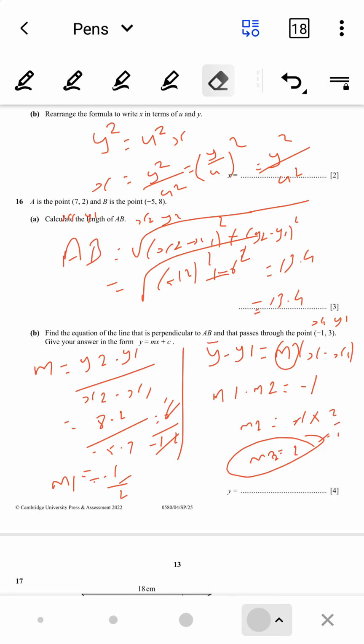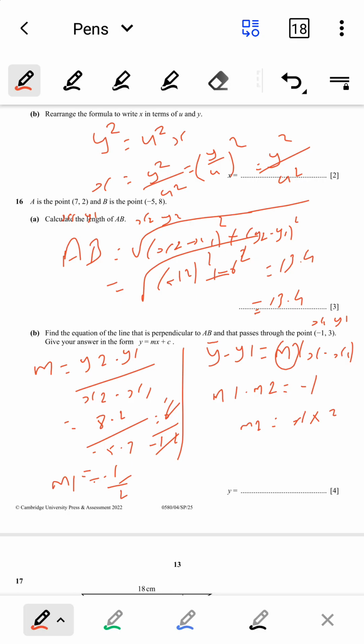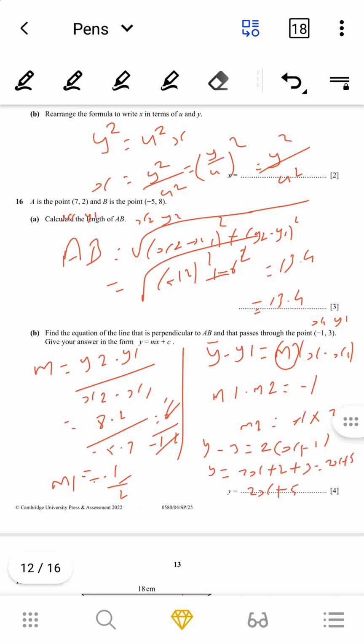I will erase this one alone. Here I will write y minus 3 equal to 2 times of x minus of -1, which means plus 1. Then y equal to 2x plus 2 plus 3, that is 2x plus 5. So we got the equation y equal to 2x plus 5. Very simple, you can easily secure 4 marks from this pattern.